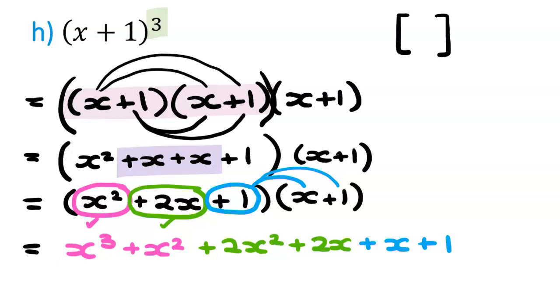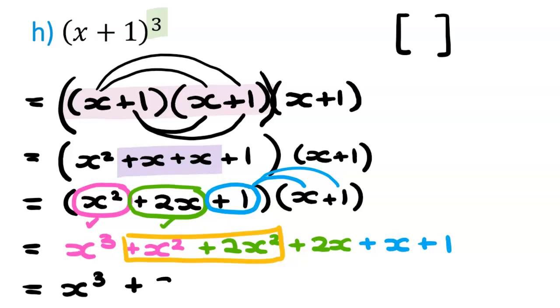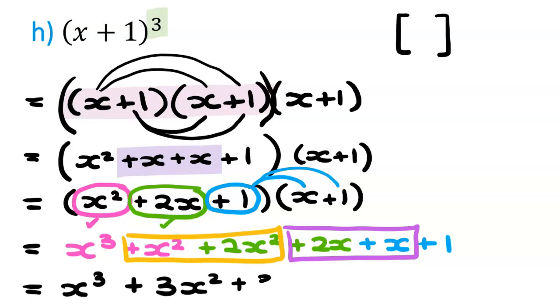The last thing we need to do is find some like terms. X cubed is hanging out all by itself and there are no other cubed terms. I notice that we've got a plus x squared plus 2x squared, so we can put those both together to be plus 3x squared. Then I notice we've got a plus 2x plus x, so let's put them together to be plus 3x, and then we have a plus 1 all on the end.